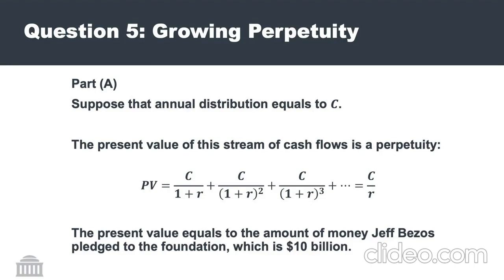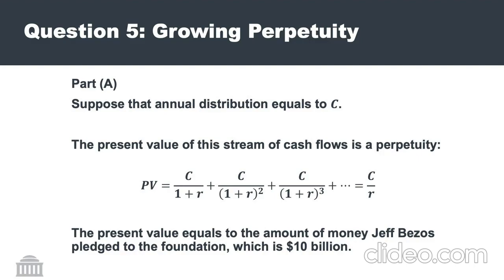Then the present value of this stream of payments can be written as present value equals C divided by 1 plus R plus C divided by 1 plus R squared plus C divided by 1 plus R cubed, and so forth. Remember, this is a perpetuity, so this is an infinite stream of cash flow. We have learned in the lecture that the present value of such perpetuity equals C divided by R.